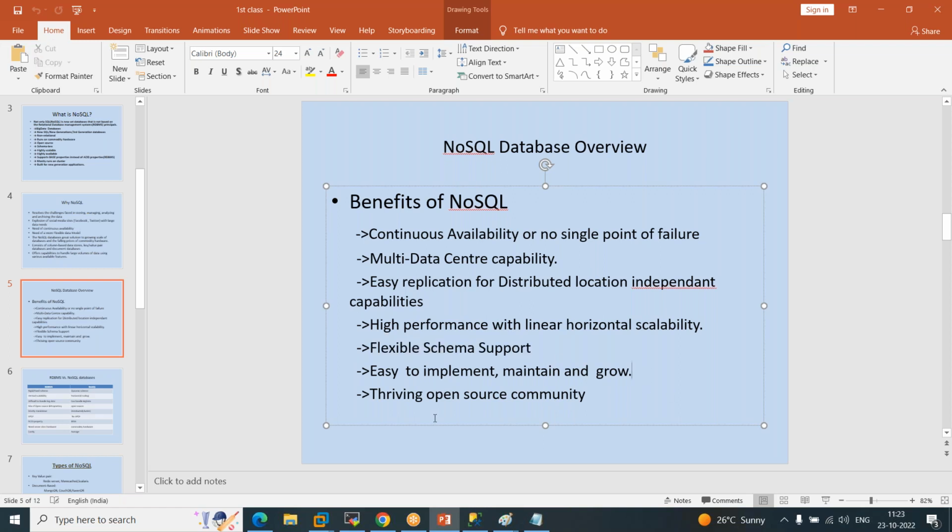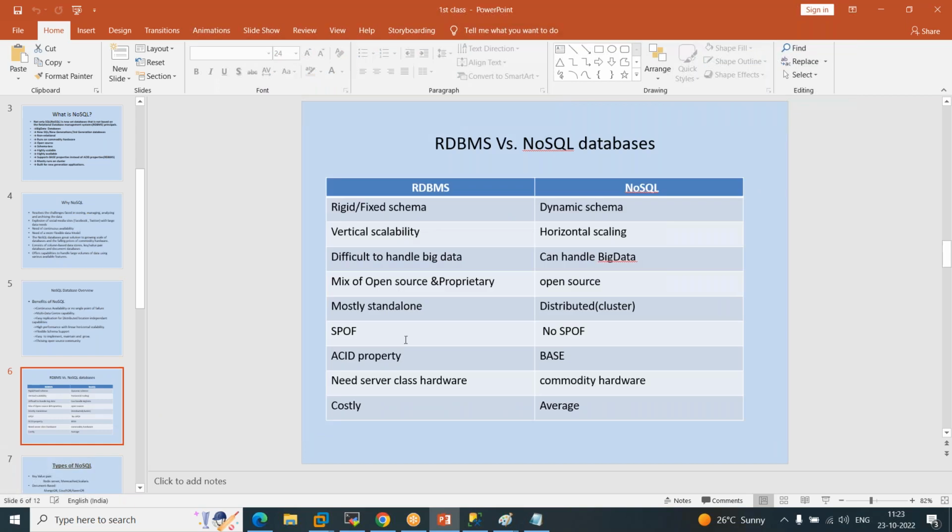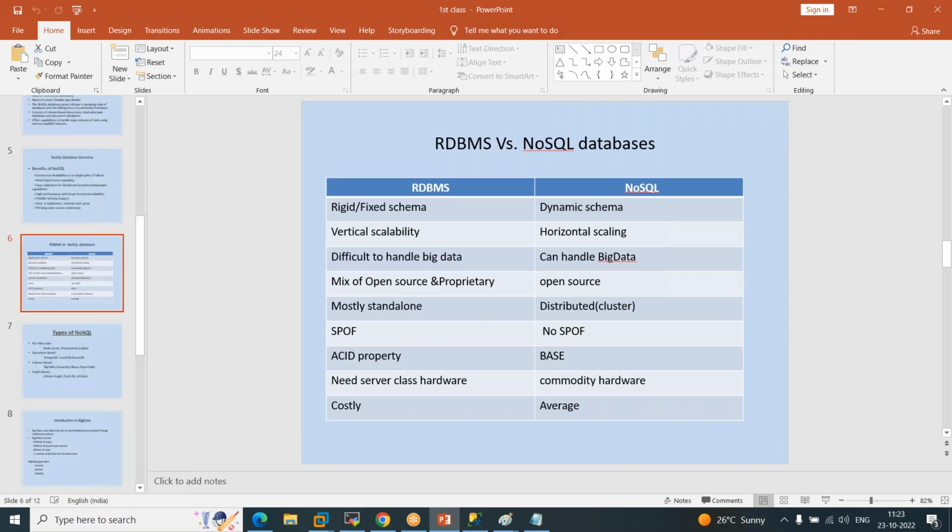A win for the open source community. This is open source. All NoSQL family products are actually open source, in fact. Okay. And comparatively, these terms are important for us to keep in mind from here onwards.